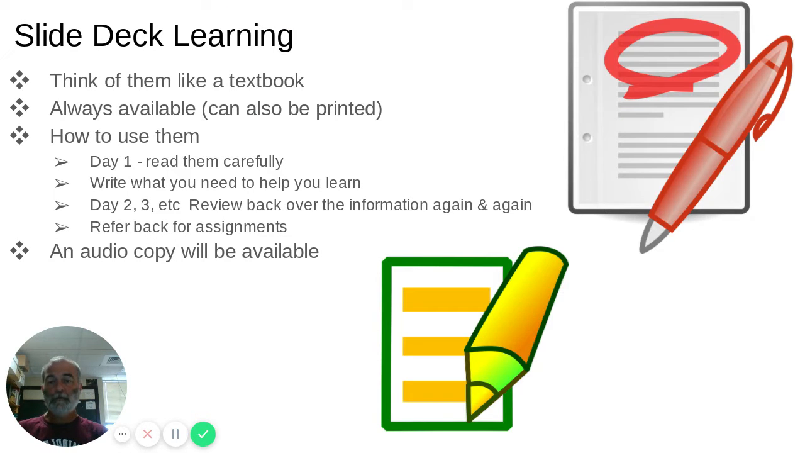So what you're learning from right now is called a slide deck. A slide deck is basically like a textbook. It has information, but it's more than just words. It's pictures. Sometimes there's videos. There's activities that you can click on. There's games that you can play on slide decks. So they are always available to you. You can look at them as much or anytime you want, as long as you have the internet. They can also be printed. Videos don't print well, but you can print to see that there's a video there.